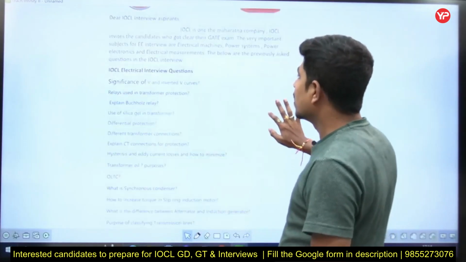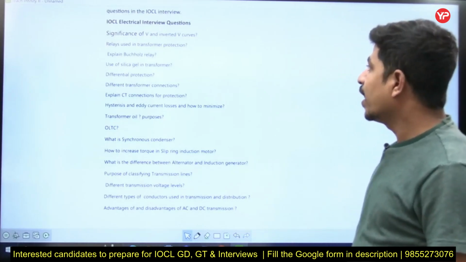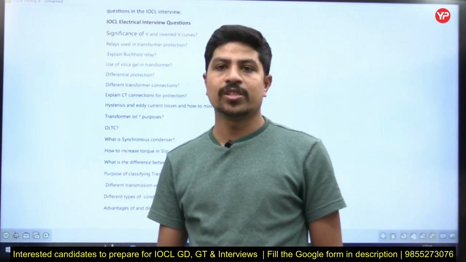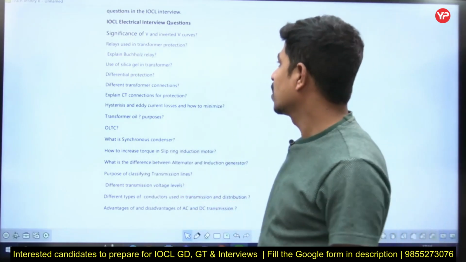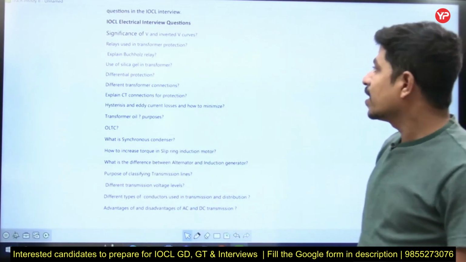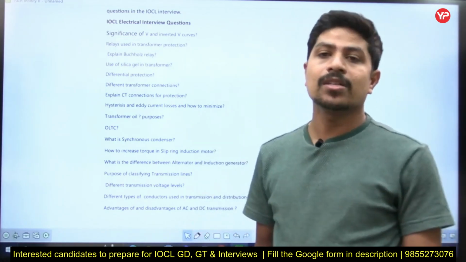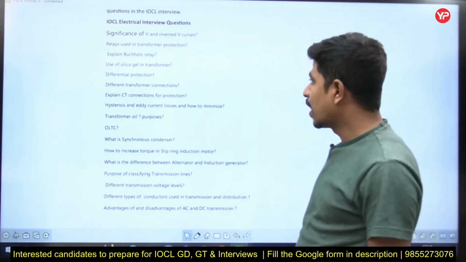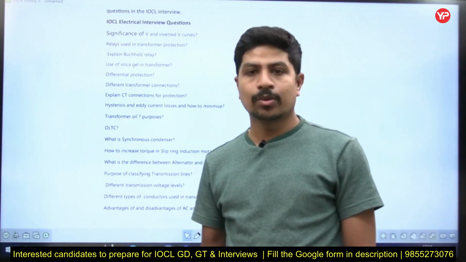See, the very first question asked is the significance of V and inverted V curves. This is from synchronous machines. The second question is relays used in transformer protection. He asked what are the relays that are used in transformer protection. Explain about the Buchholz relay, which is also related to the transformer.